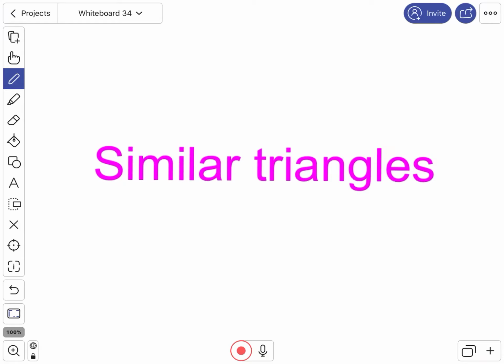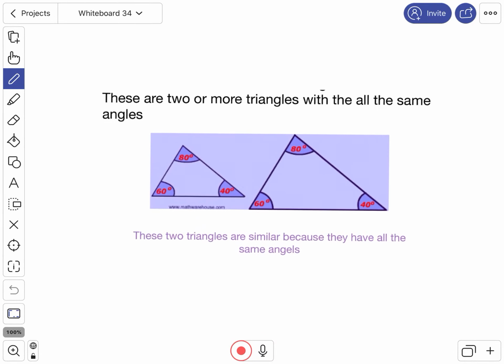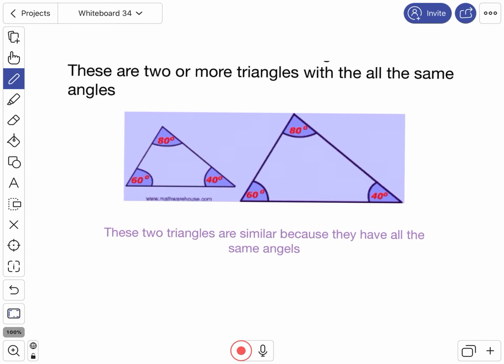We're going to take a look then at similar triangles. So, first of all, what are similar triangles? Similar triangles are two triangles where two or more angles are the same. If I look at these two examples of triangles here, I can see that I have an 80, a 60 and a 40 in each of them. This means that the two triangles are similar.